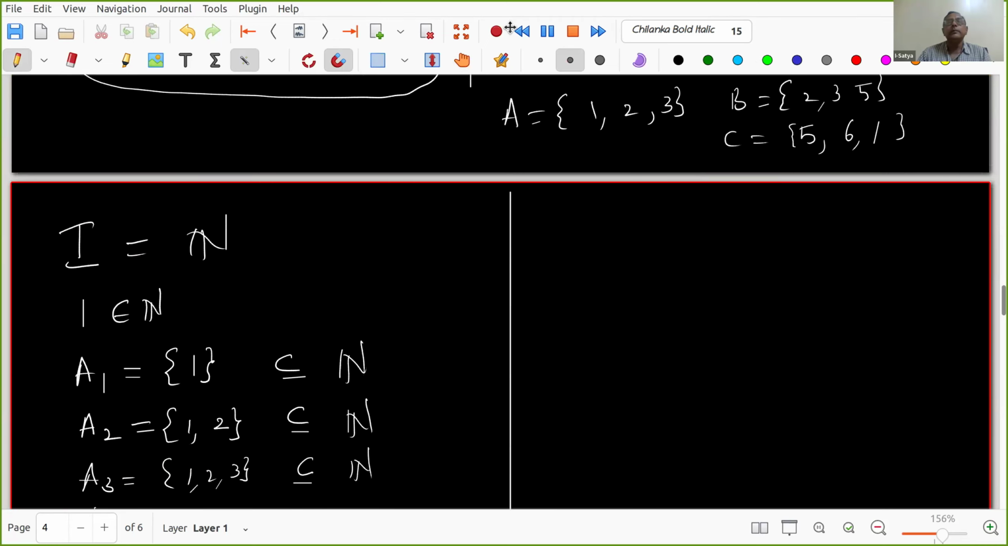Another example. Satya, may I please make a comment? Yeah, please go ahead. Nandini, room 2. Yes, sir. Can you give a natural number? 5. Okay, is it in the intersection of A_i? No, sir. Okay, very good.